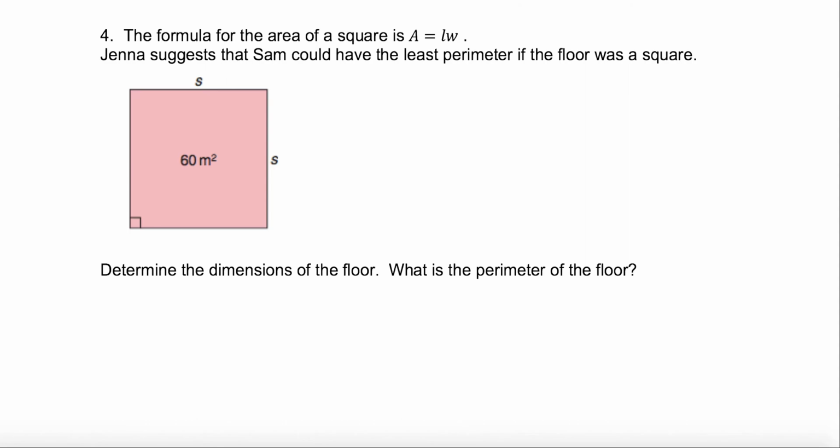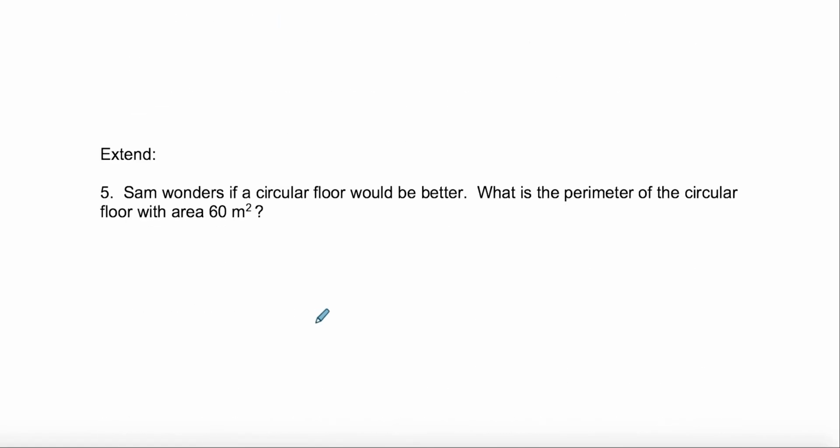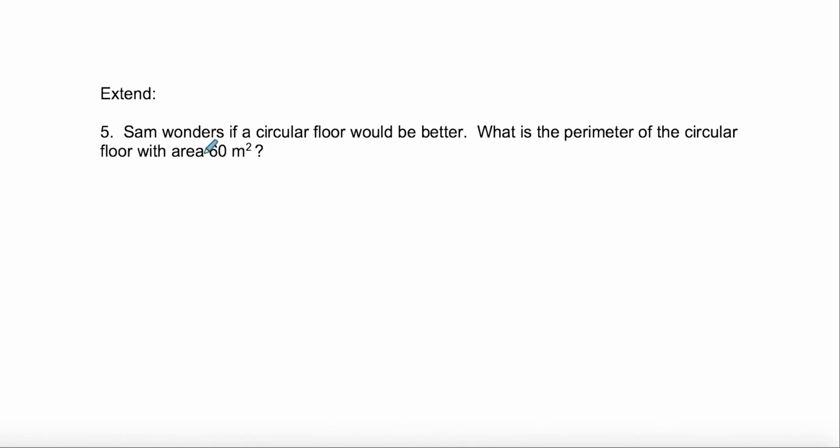And then there are a couple of questions on the back to try and figure out if this was a square, what the side lengths would be, and then thinking about a circular floor, if that would be any better, what would the perimeter be of the circular floor? You know the area is 60. Remember, area for a circle is pi r squared. So you know the area is 60. We want the perimeter of that circle, or the circumference.